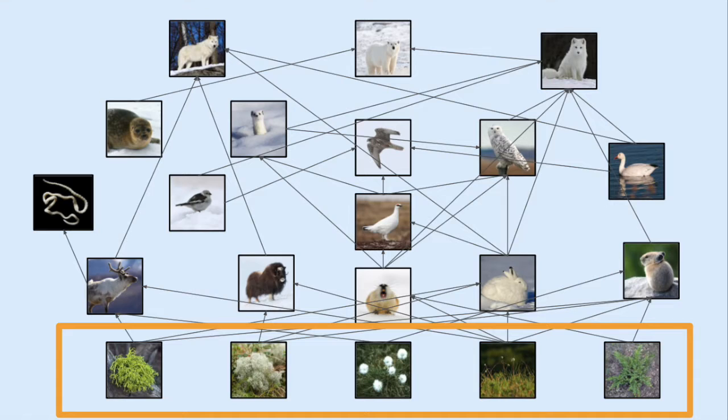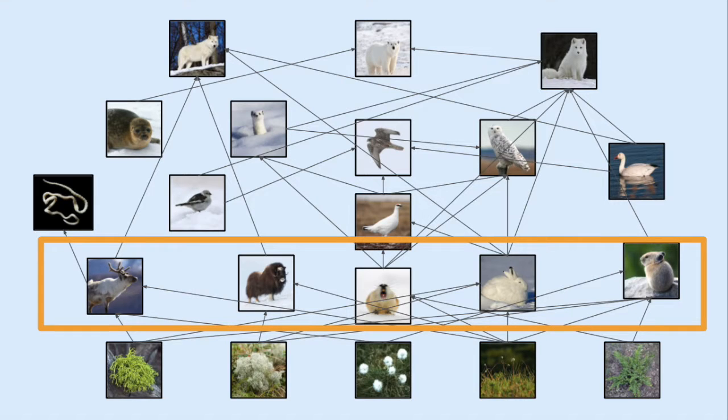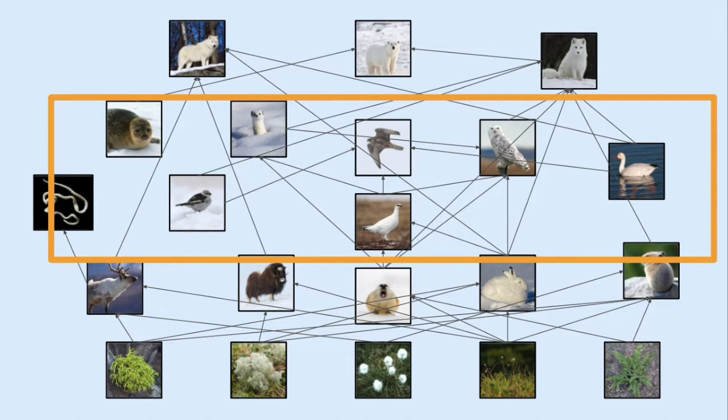These producers are consumed by herbivores such as caribou, musk oxen, lemmings, Arctic hares, and pikas. These organisms are heterotrophs, meaning that they are incapable of producing their own food and must get their energy by eating other organisms. As energy moves further up the food chain, the smaller herbivorous consumers are eaten by secondary and tertiary consumers, which are carnivorous and omnivorous.